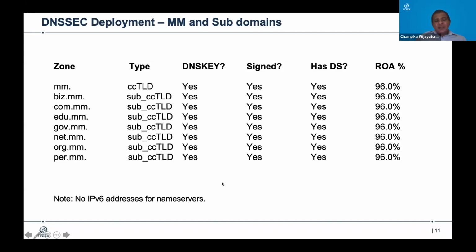Now, one of the things I also observed was there are no IPv6 addresses for these name servers, right? The earlier presentation from APNIC actually showed the importance of IPv6 and so on. So it is also equally important, I think, especially the .mm registry can think of running these name servers with IPv6 addresses as well. That's something to think about.